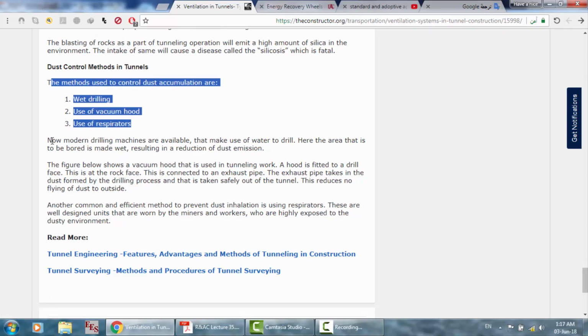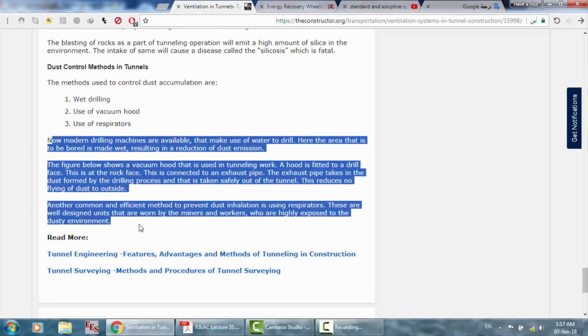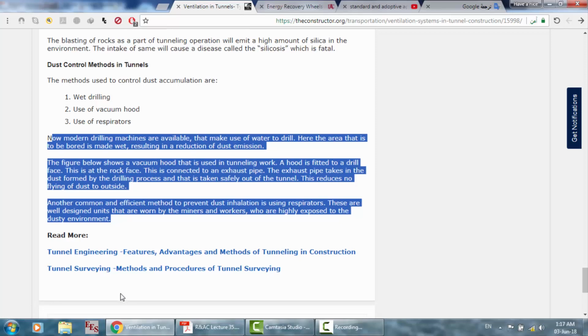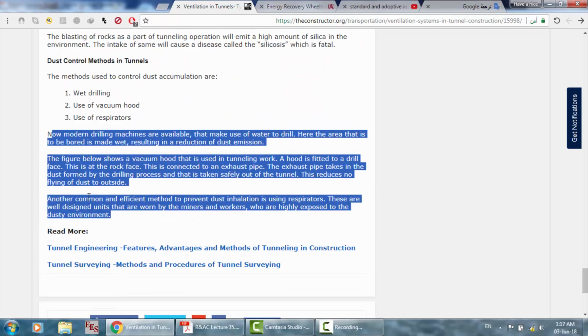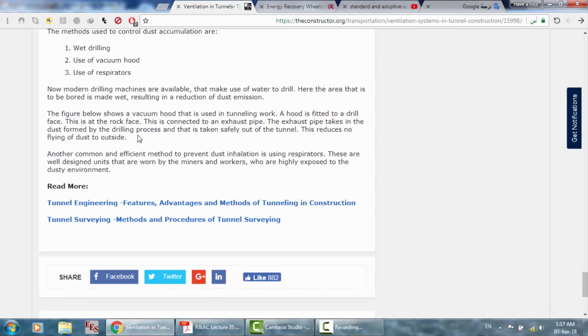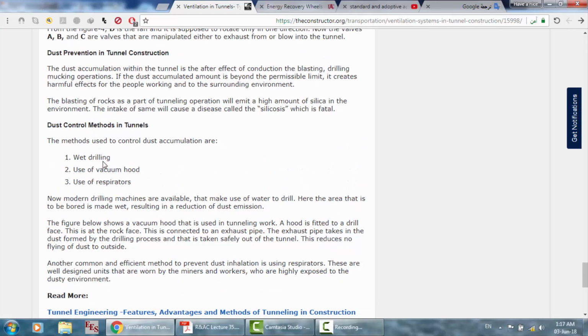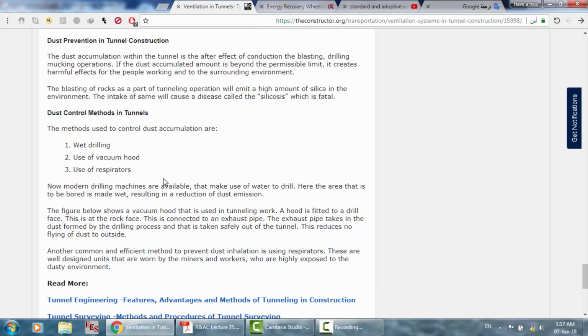So now modern drilling machines are available that make use of water to drill. Here, the area that is to be bored is made wet, resulting in a reduction of dust emission. The figure below, let's see the figures. Okay, it shows a vacuum hood that is used in tunneling work. So you can find out by yourself more about this kind of thing.